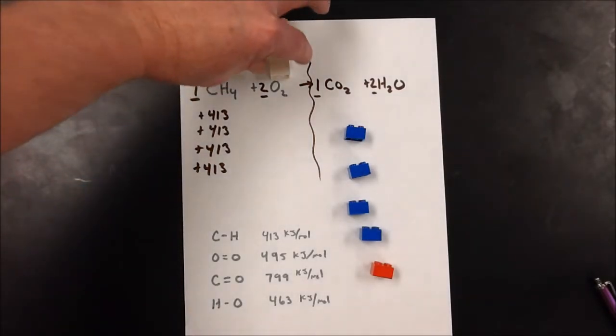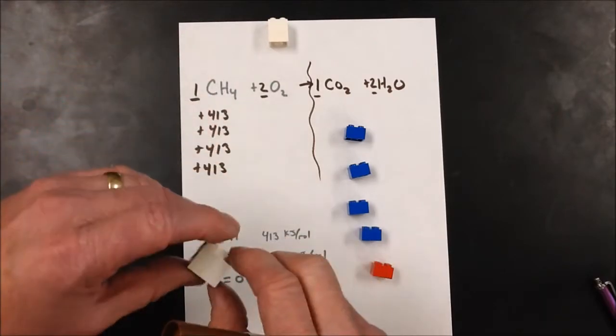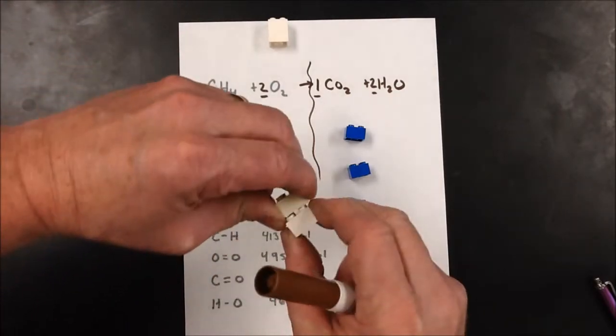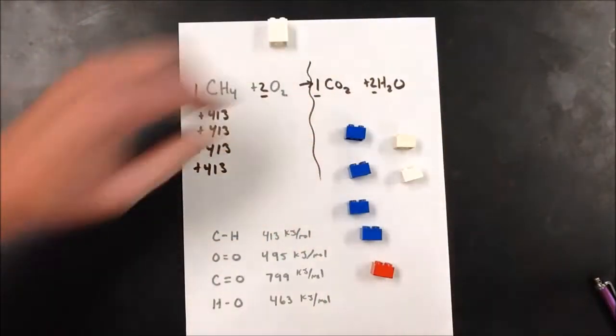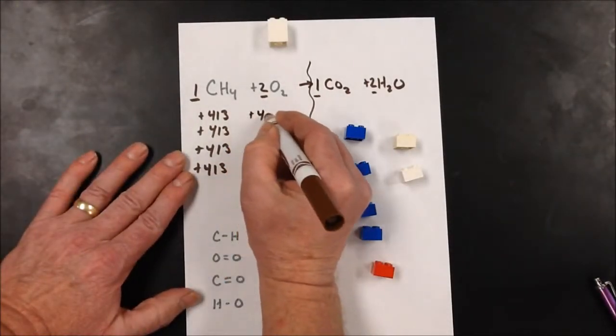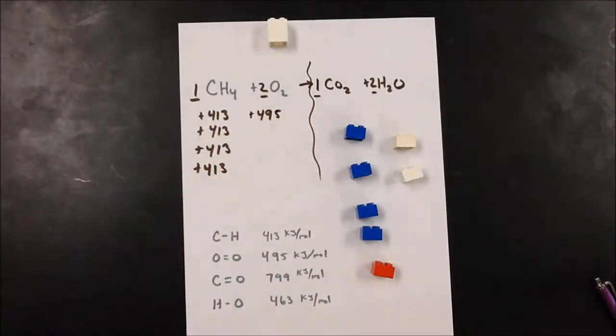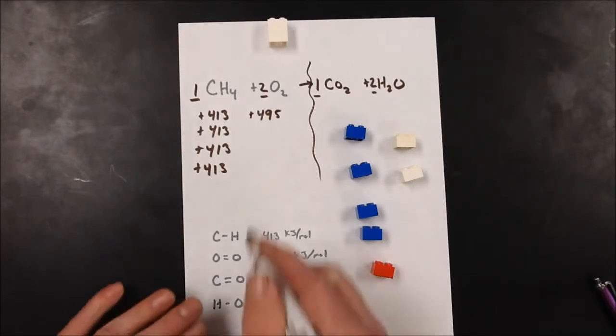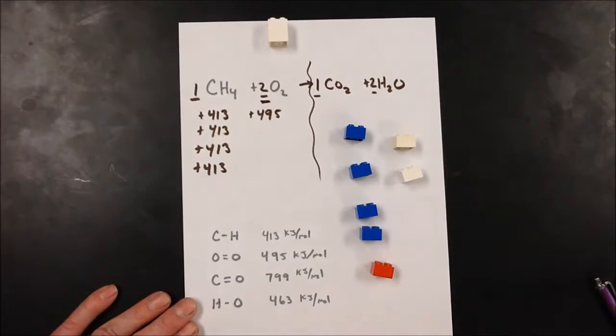The oxygen is a little bit different in terms of what's going to happen here mathematically. It takes me an investment here of 495 to separate it, which does completely separate that diatomic oxygen molecule, but I also have to account for the coefficient here of 2.